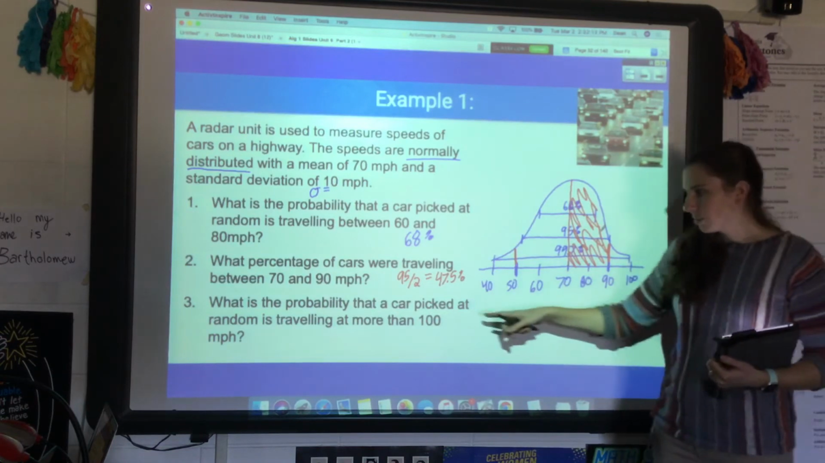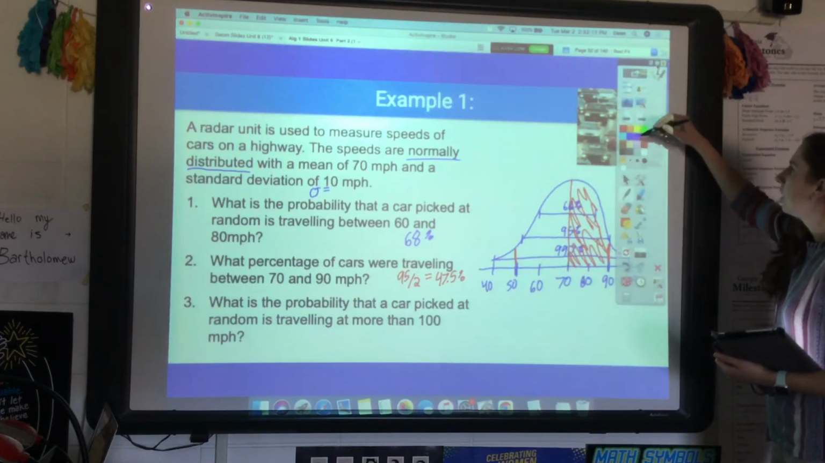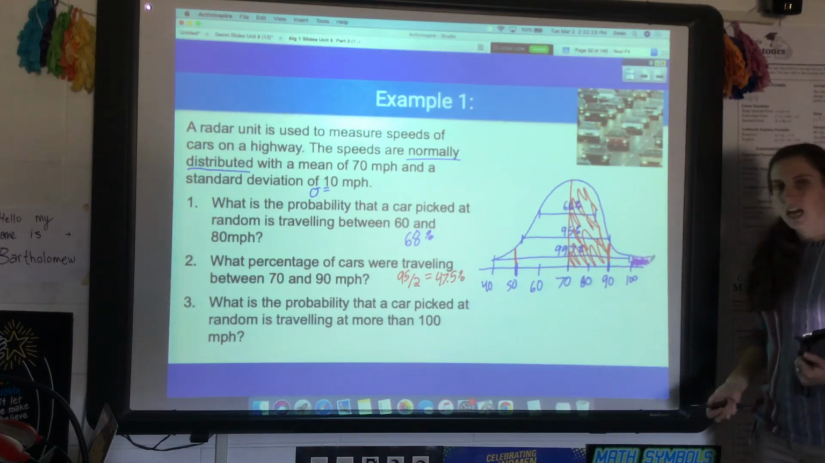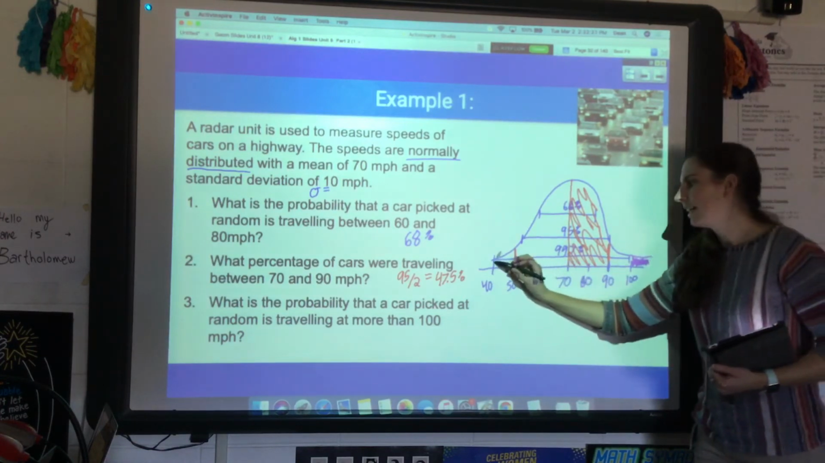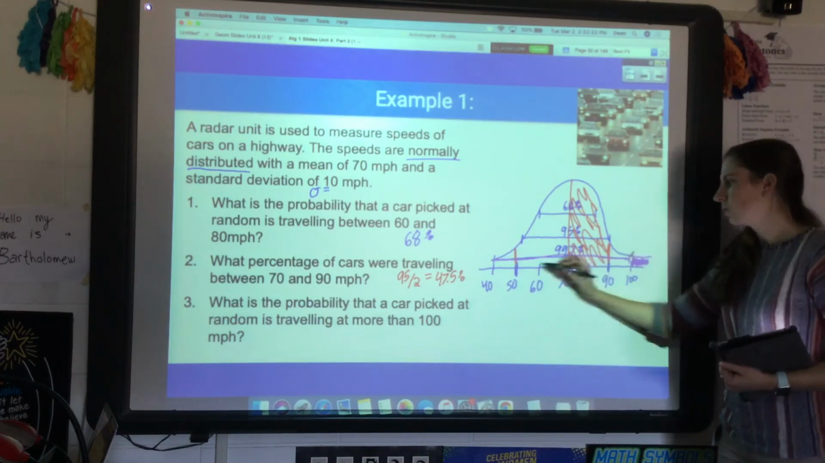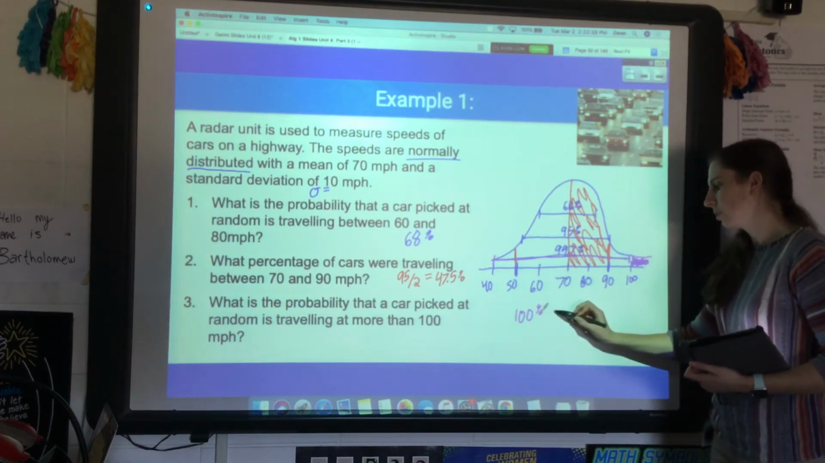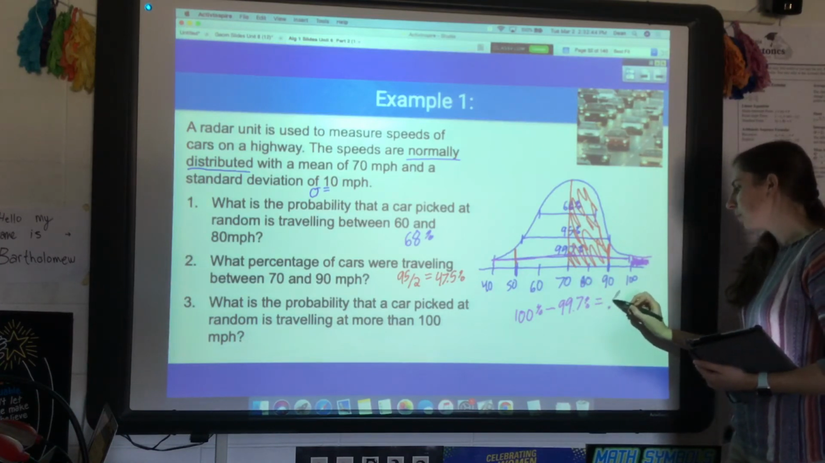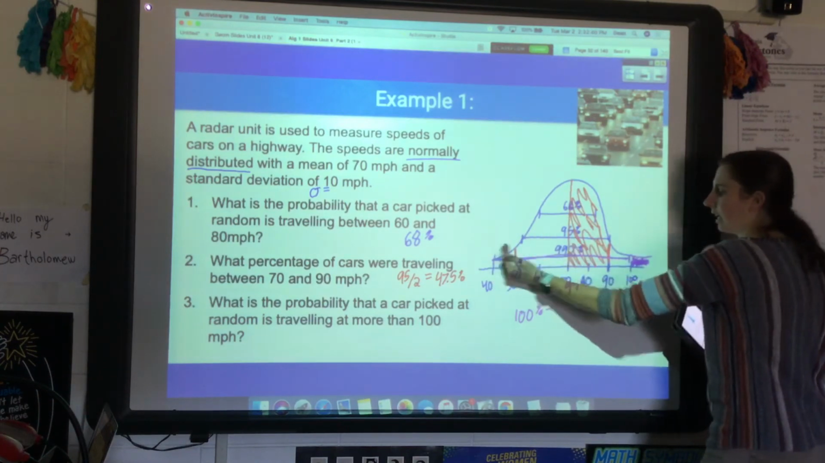What's the probability that a car picked at random is traveling more than 100 miles per hour? More than 100 means just this tiny little sliver right here. All I know about the 100 is that from 40 to 100 is 99.7% of the data. So, obviously all of the data would be 100%. So if I do 100% minus the 99.7%, that leaves me with just 0.3% that is outside of this interval right here.